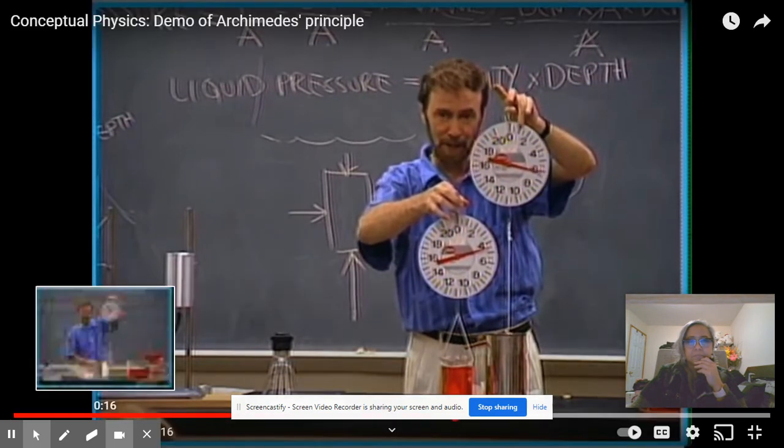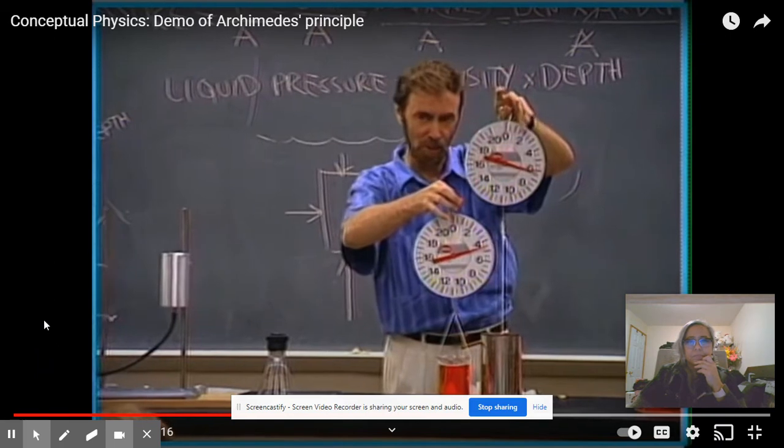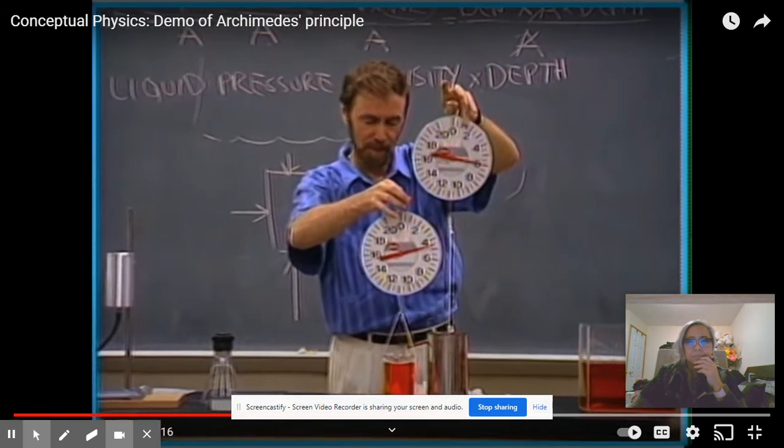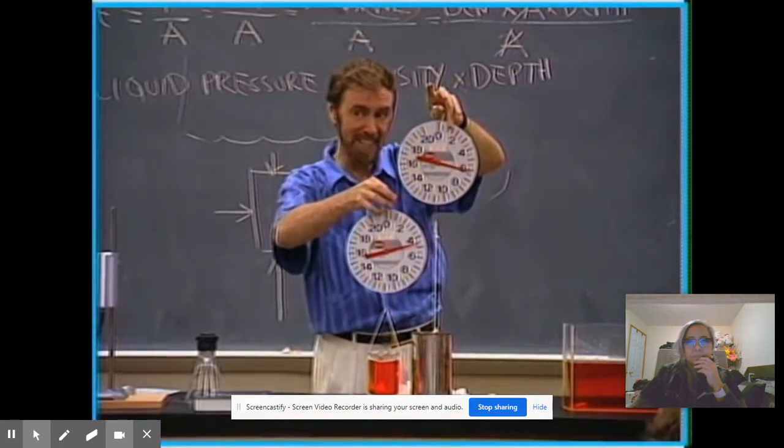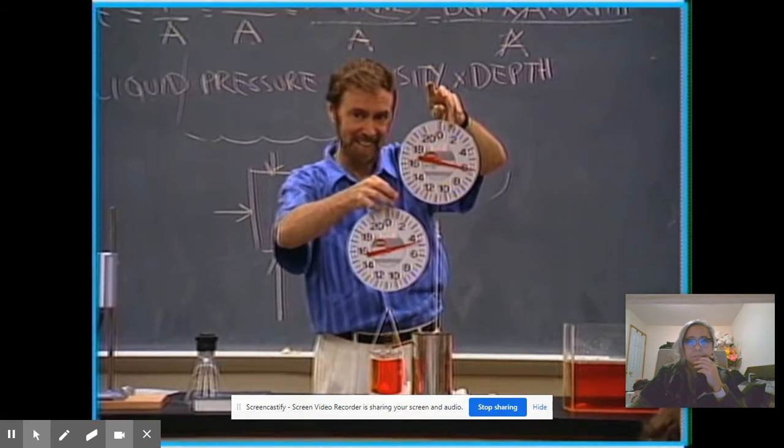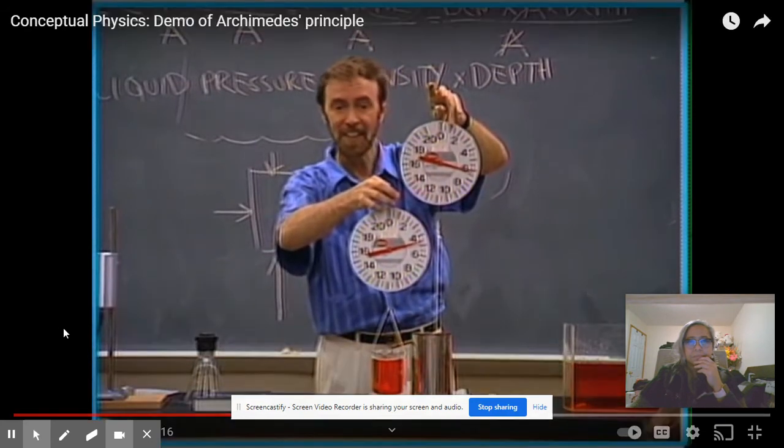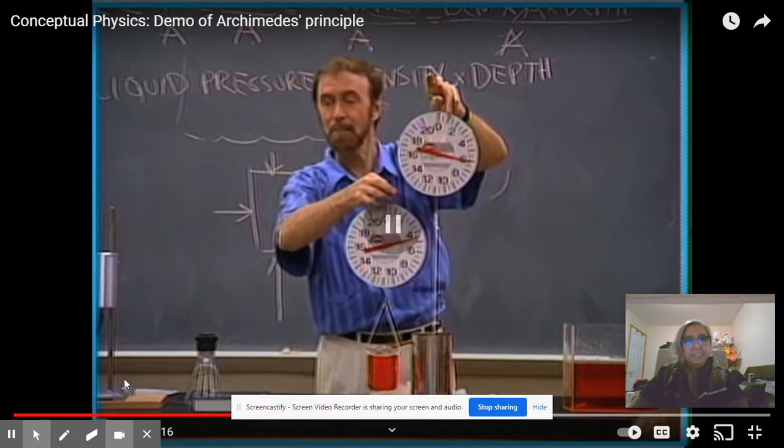I want you to compare how much weight did this lose, the suspended weight, and how much weight did this gain? Do you see that they're the same? So I hope you got the idea. If you bring in any object, that amount that overflows is the amount that's being displaced.